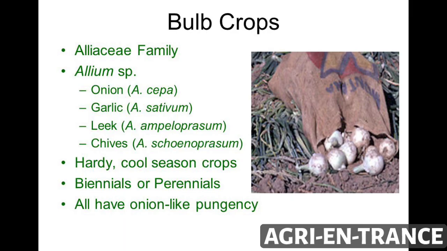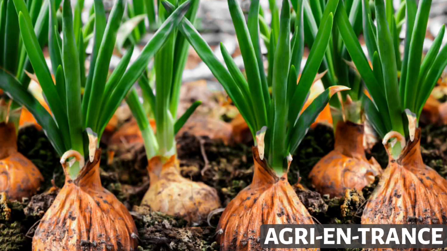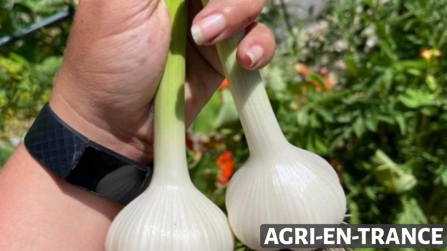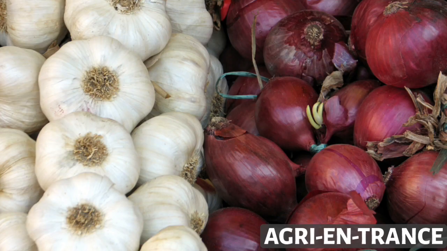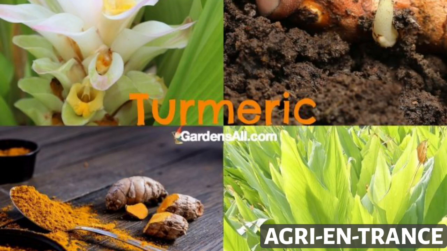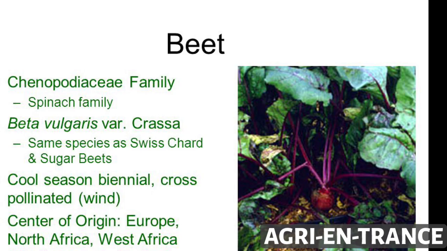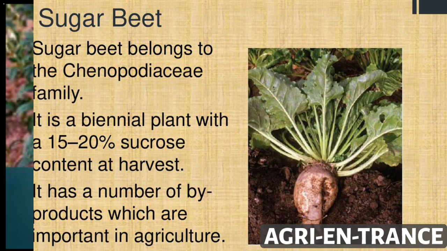Family Alliaceae or Amaryllidaceae. The pungency in onion is due to allyl propyl disulfide. Odor of garlic is due to diallyl disulfide. The uninjured bulb of garlic contains an antibacterial compound called allicin that is water soluble. Next family is Zingiberaceae. Examples are ginger and turmeric. Family Chenopodiaceae includes spinach, beet, and sugar beet.